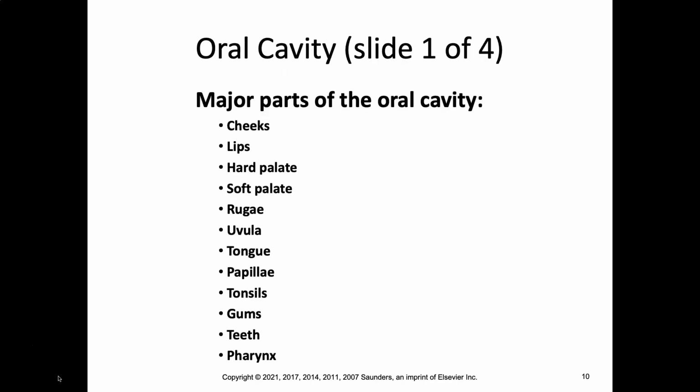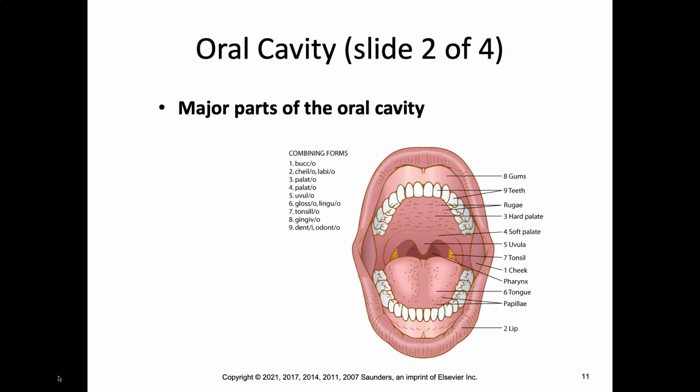The major parts of the oral cavity are here: cheeks, lips, hard palate, soft palate, the rugae, uvula, tongue, papillae, tonsils, gums, teeth, and pharynx. This gives you a great view of what all those parts are, as well as their combining forms. Notice that there's only one with an I on it, denti, number 9. The rest have O as their combining vowel. Make sure that you're aware of what all of these mean and where they are.